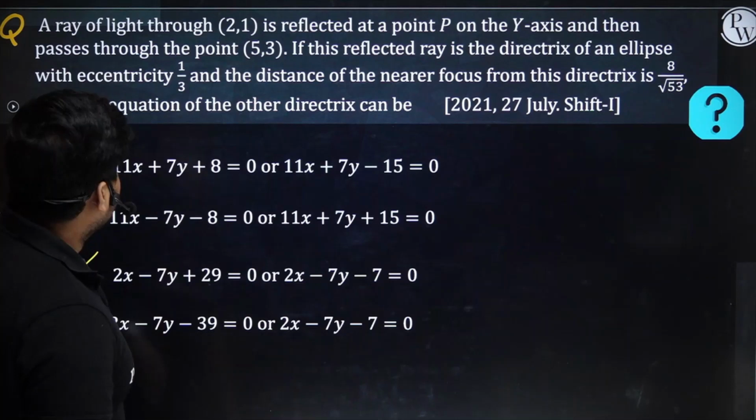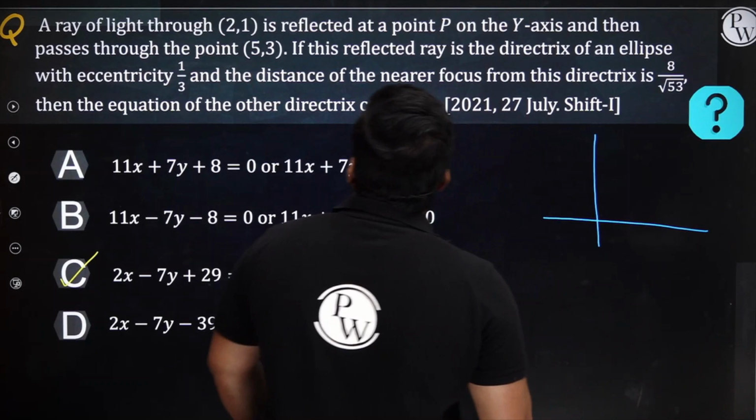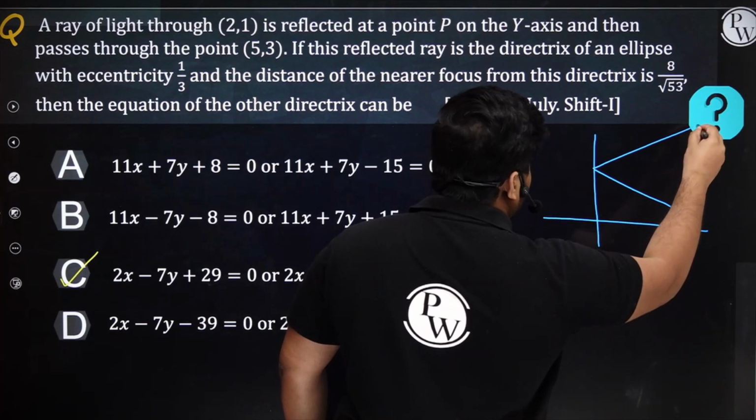Okay. This looks lengthy. A ray of light through 2,1 is reflected at a point P on the y-axis, and then passes to the point 5,3. This is 2,1. And let's say this is 5,3.